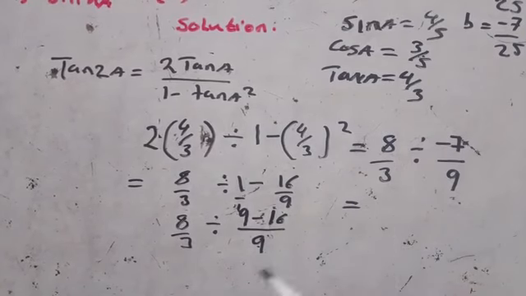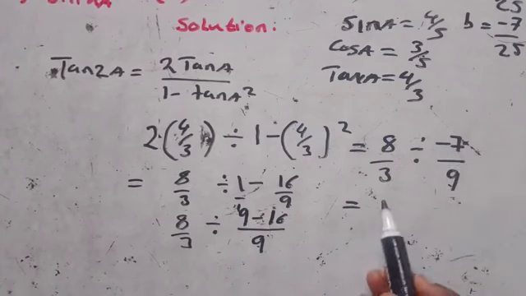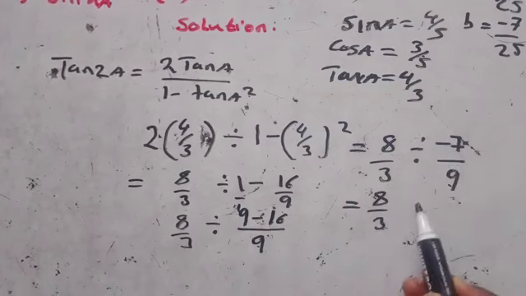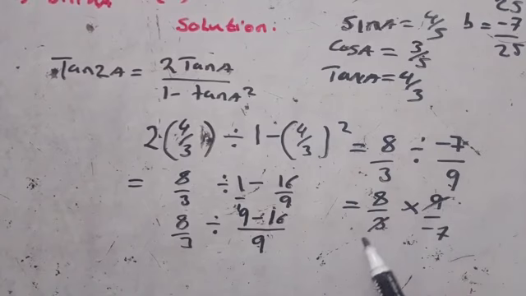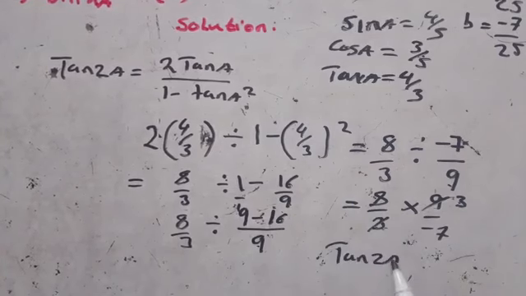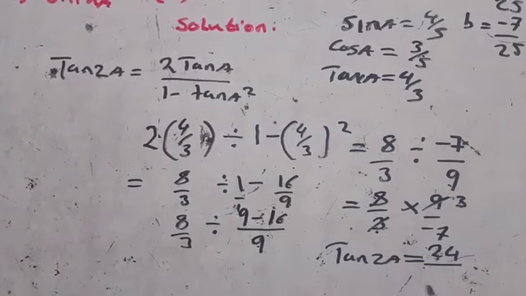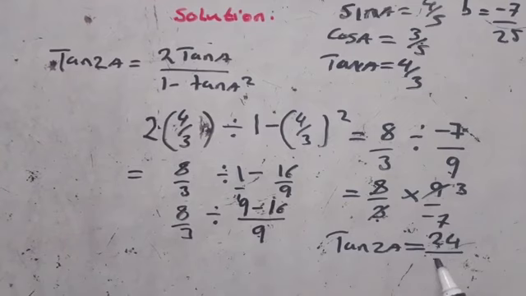Then having reached this side, we change the division sign into multiplication sign, and when we do that, the numerator and the denominator swap. So we're going to have 8 over 3 multiplied by 9 over negative 7. So 3 can go into 9 three times. So we're going to have 8 multiplied by 3, which gives us 24, over 1 multiplied by negative 7, which gives us negative 7. So tan 2a is 24 over negative 7.